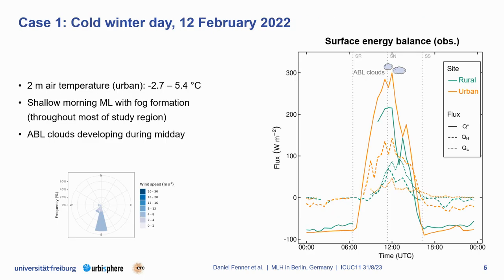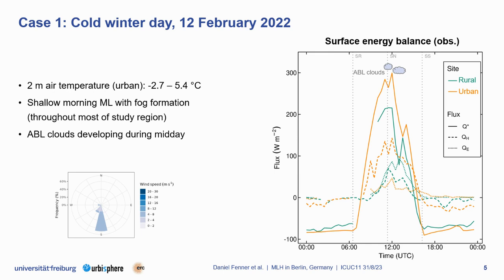We start with a winter situation, because I said we look at seasonal differences, a winter day, relatively cold, with a shallow morning mixed layer. And fog was observed across the region, but also some boundary layer clouds developed during the day. The wind was in this case from the south. And you see the surface energy balance graph to the right-hand side, where in orange we have the urban fluxes and in green the rural fluxes. And I will reuse this color coding throughout the presentation.